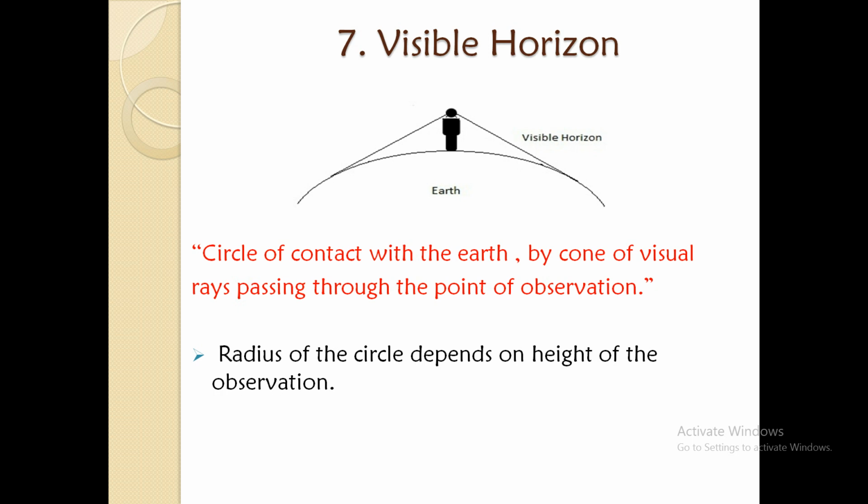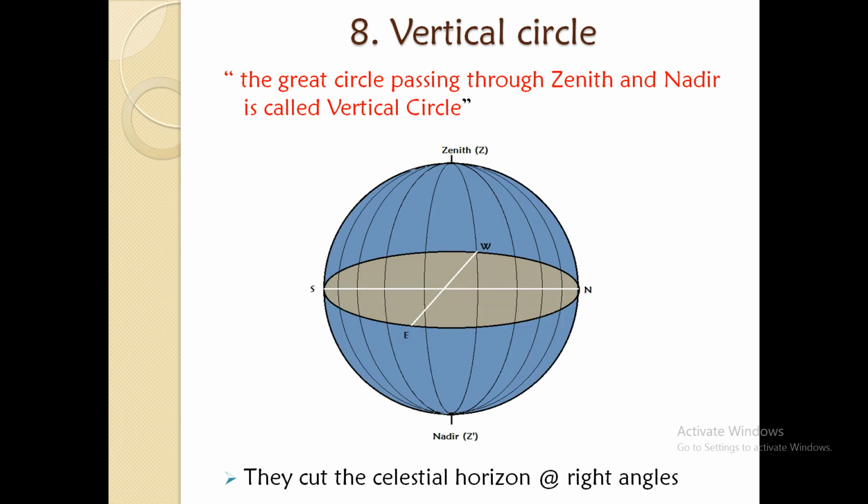The radius of the circle depends on the height of observation. If the height of observation increases, the visible horizon also increases, and if the height of the observer decreases, the visible horizon also decreases. Next is a vertical circle. Vertical circle is a great circle which is passing through the zenith and nadir. So there will be a number of vertical circles which are passing through the zenith and nadir points.